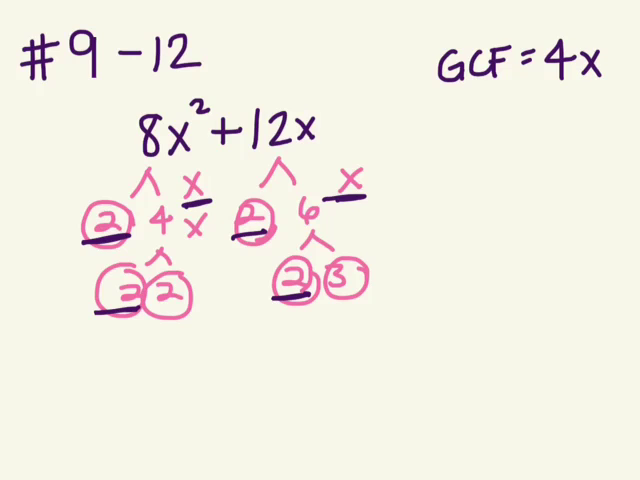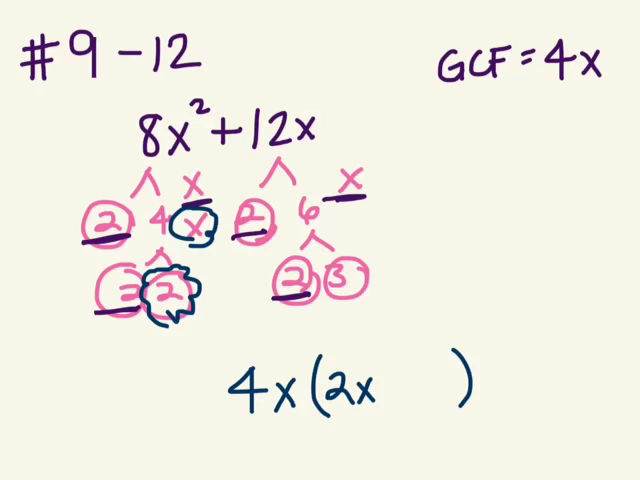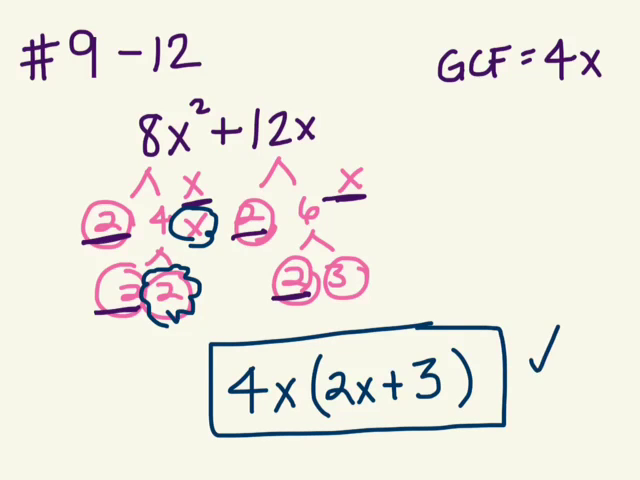Okay, now what we get to do is we get to write it like this. We put 4x out in front, parenthesis, whatever's left over. All right, so what's left over is 2 and x, so 2x. Usually keep the sign, which is plus, and then all we have left is a 3. So we factored out the greatest common factor. We're done, and we can move on.